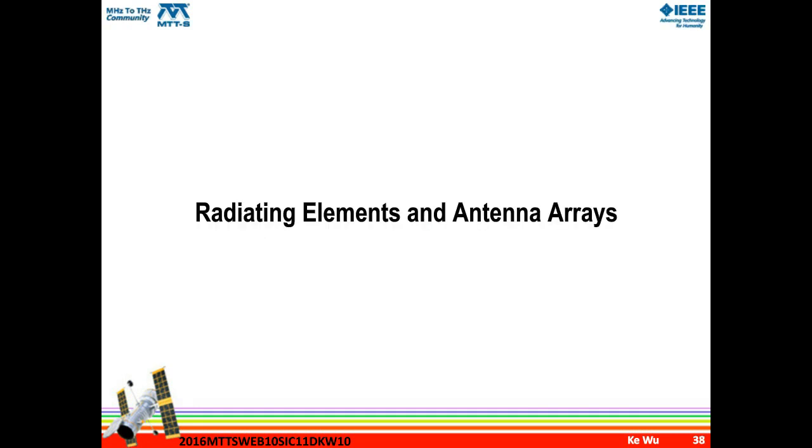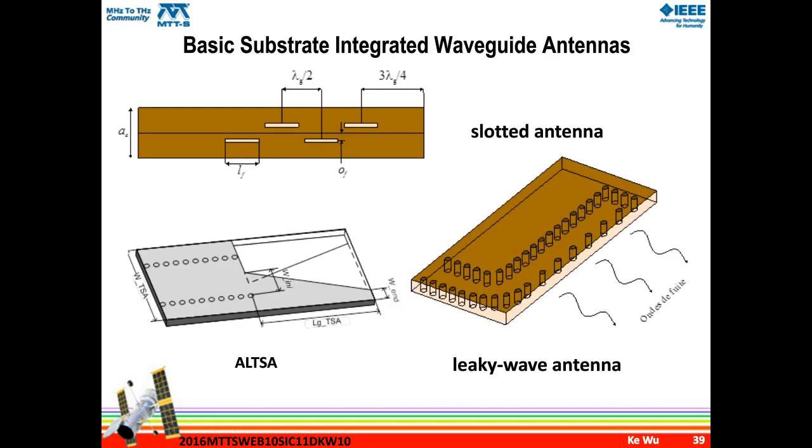And then you can also see some interesting applications in radiating antenna elements. We'll go through quickly what the antennas are here. For example, this is a basic structure, a basic antenna. So all sorts of antennas on the waveguide can be designed.